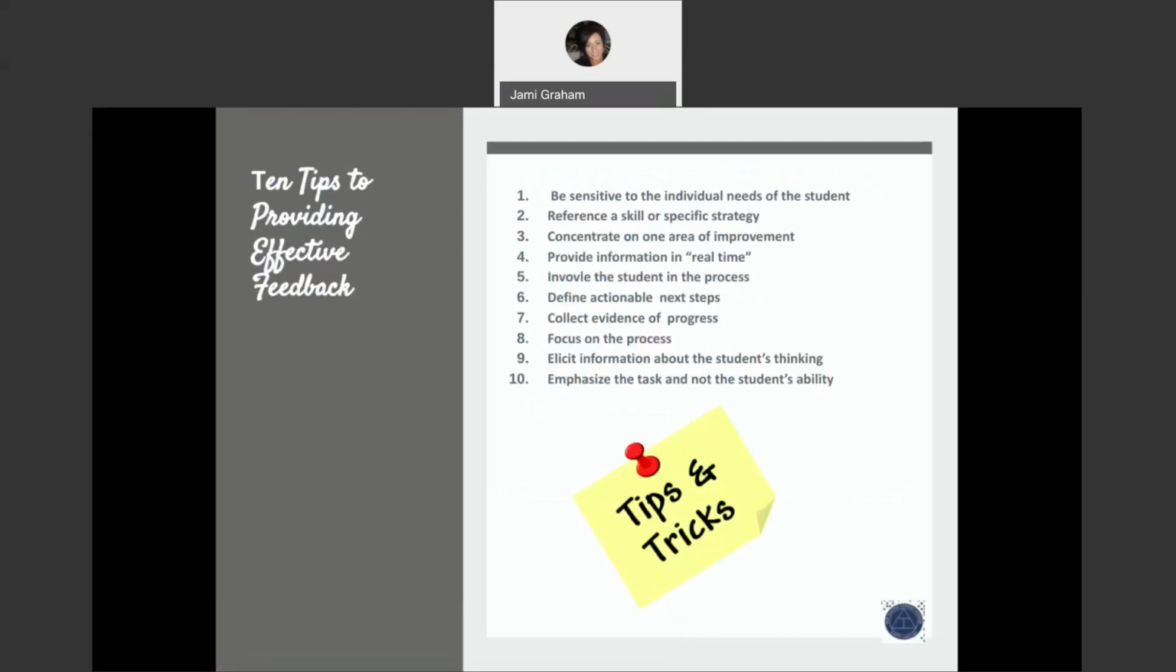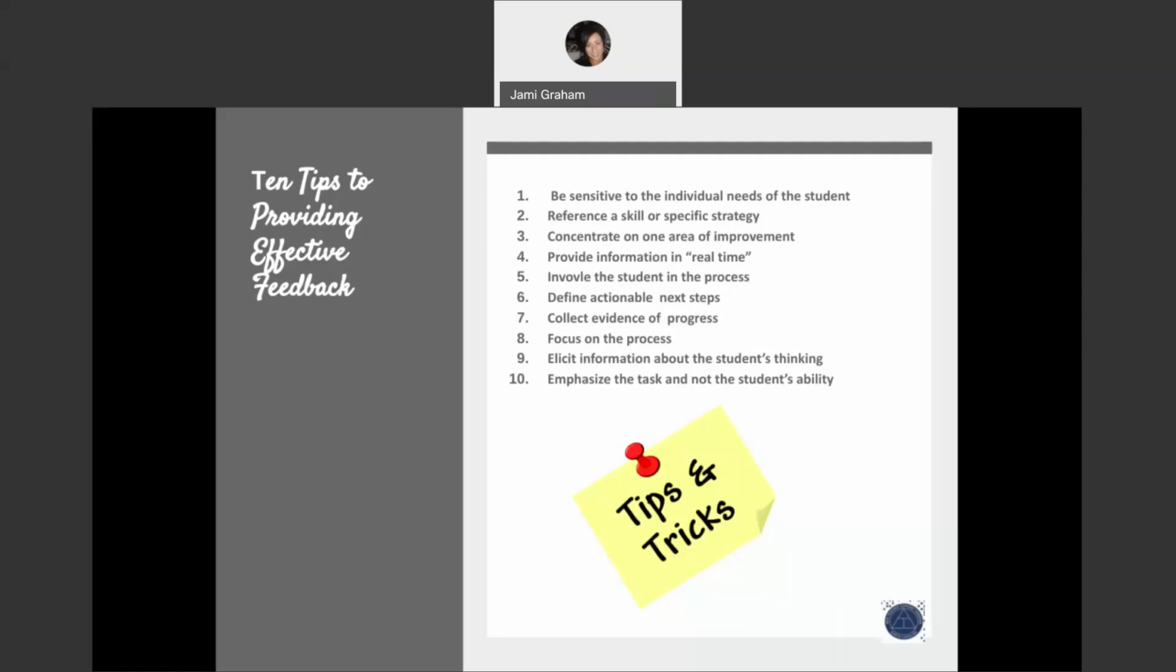Here's a list of 10 tips to provide effective feedback. Let's take a look. Number 1, be sensitive to the individual needs of the student. Number 2, reference a skill or specific strategy. 3, concentrate on one area of improvement. 4, provide information in real time. 5, involve the student in the process. 6, define actionable next steps.